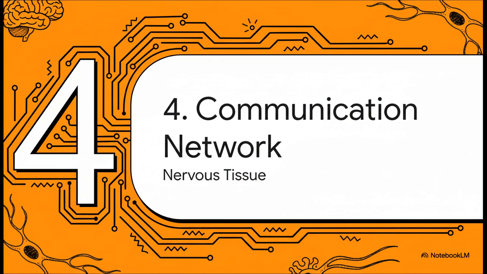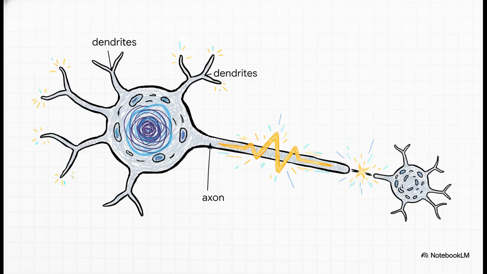Okay, we've arrived at our final blueprint, and this is the one that controls everything else we've talked about, the communication network. We're diving inside nervous tissue. Think of this as the body's high-speed internet, its electrical wiring, its central command. And the star player here is the neuron. It's the basic unit.